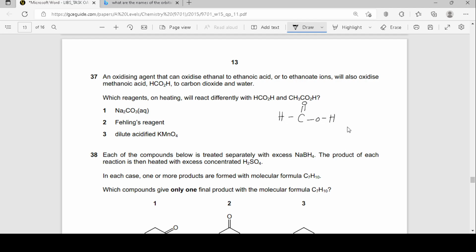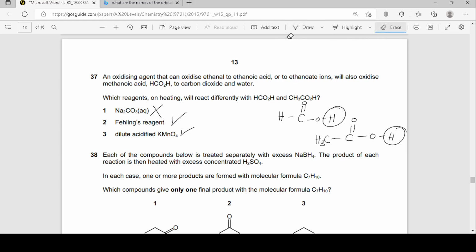I'll just draw it out, HCOOH and CH3COOH as well. I'm just drawing it like this because I like the carbons to be attached to the carbons, right? So Na2CO3 should react with both the same, because they're both acids, fundamentally, aren't they? So it will react with the H to give you HCOONa and CH3COONa and CO2 and H2O, right? So this will not react differently, it will react the same, which means immediately my answer is C.